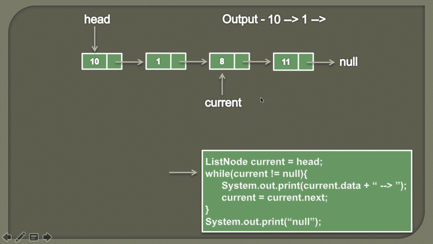So friends, here again current is pointing to the node having data 8. So it is not equal to null. Therefore the condition in the while block comes out to be true. And then we simply print the data associated with this current node, which is nothing but 8. Moving ahead.